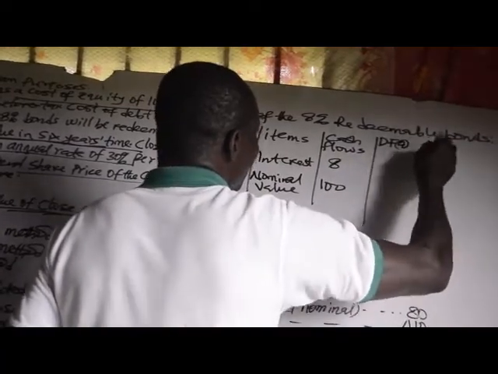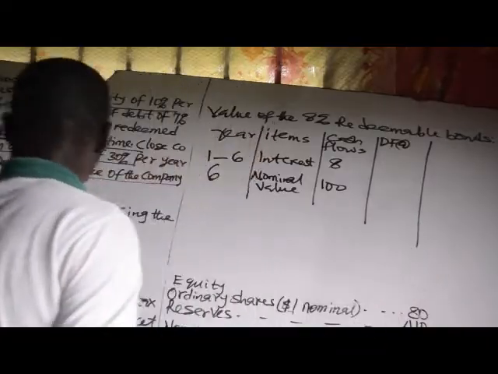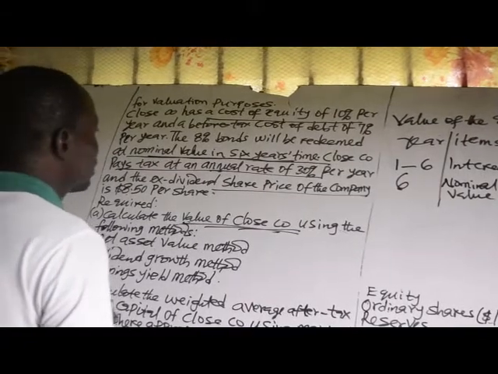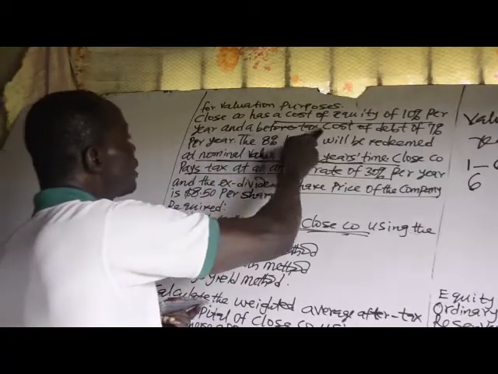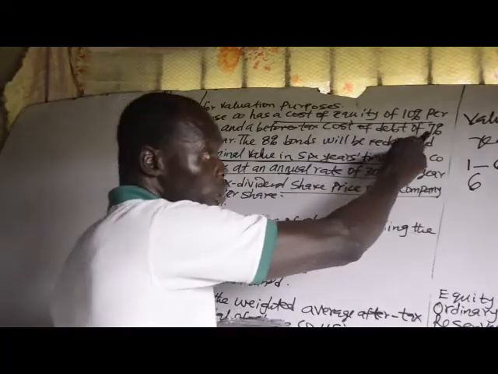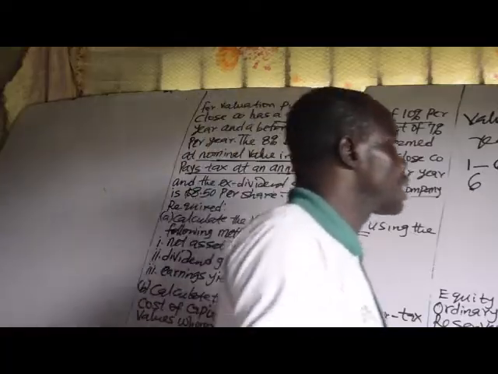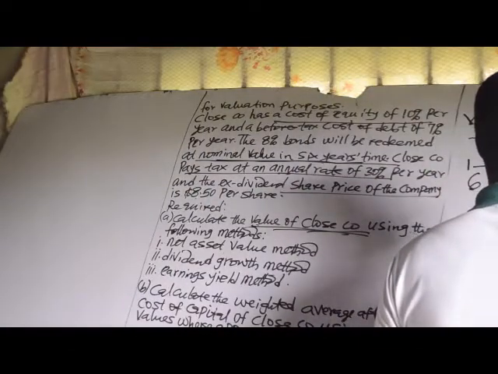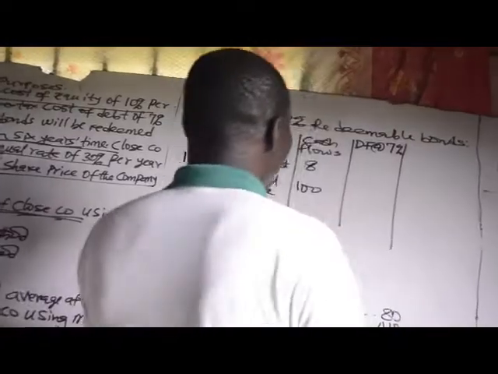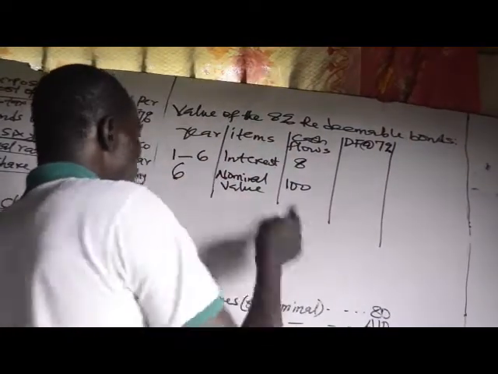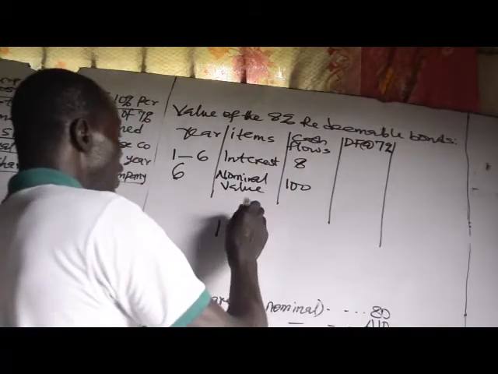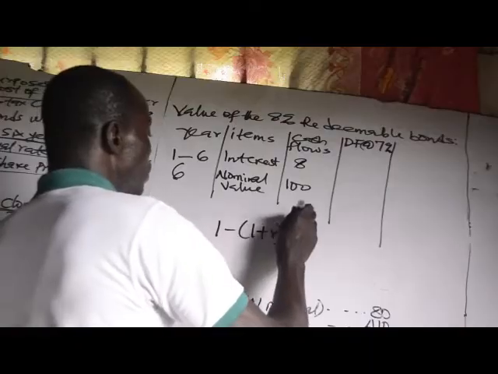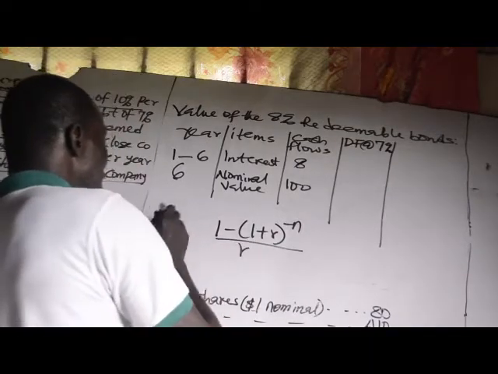Now, what is the discount factor given? You were given 7% as a discount rate, a before tax cost of debt of 7%. So you discount using the before tax cost of debt of 7%. What will be the discount factor for the 6th year? Since we've grouped years 1 to 6, we are going to use the annuity formula: 1 minus (1 plus r) to the power minus n, over r. That will give you the discount factor.